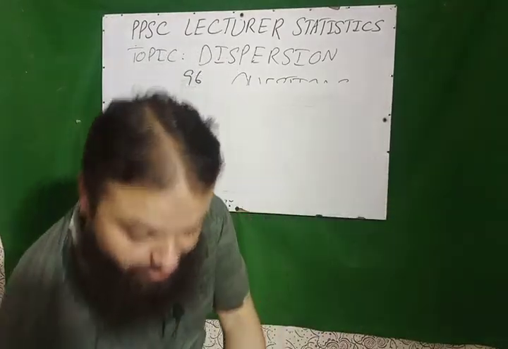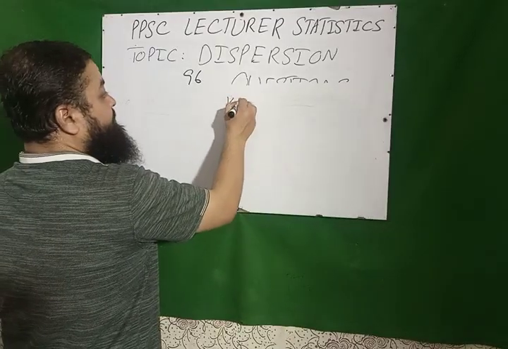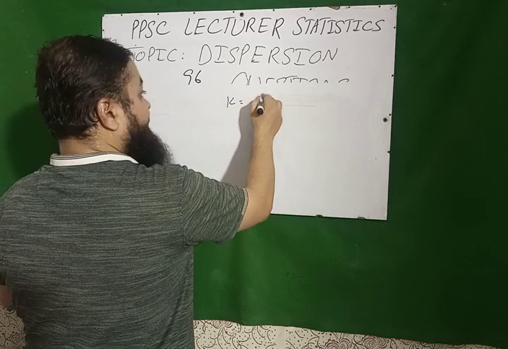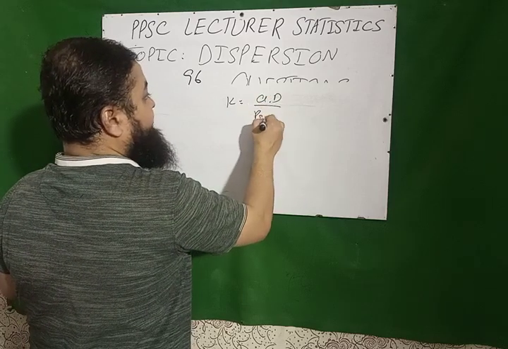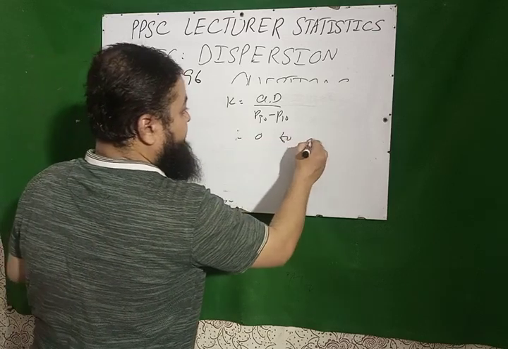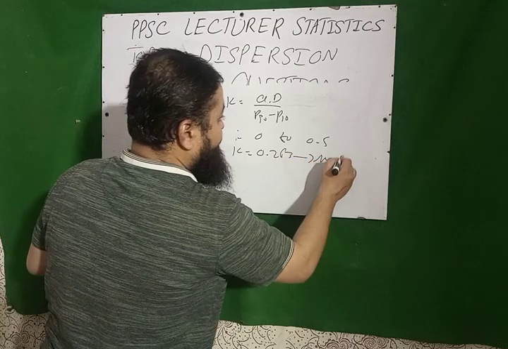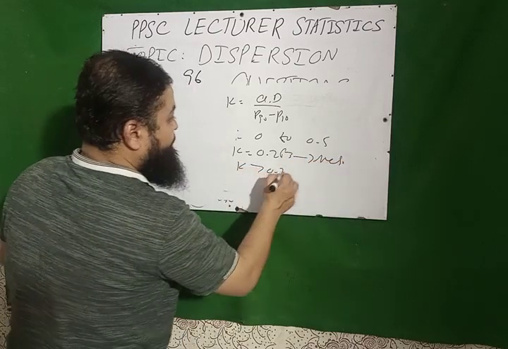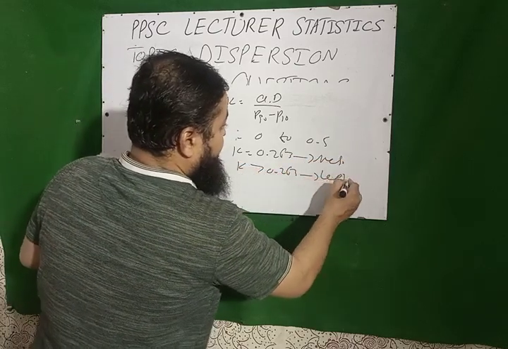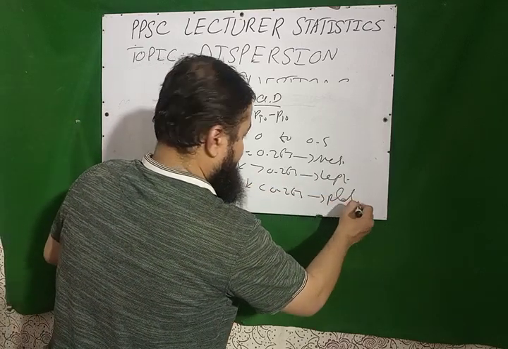Then one more important question, the percentile coefficient of kurtosis: k is equal to quartile deviation over p90 minus p10, its range is 0 to 0.5. If k is equal to 0.263, that is mesokurtic. If k is greater than 0.263, that is leptokurtic. If k is less than 0.263, it is platykurtic.